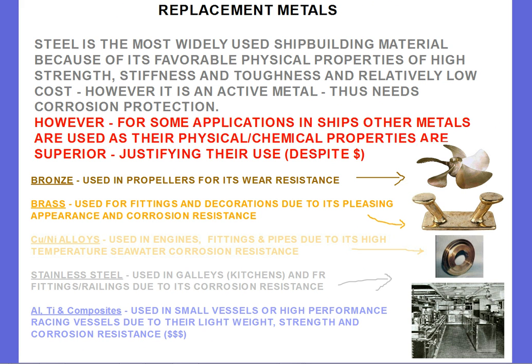But even though steel is so good for making the hull of a ship and the motor of the ship, there are some particular applications on shipping where there are other metals that are better, and therefore it's worth spending the expense to make those metals as part of the hulls. And the first one is bronze. Bronze is used in propellers because of its good wear resistance. Brass is used for fittings and decorations due to its pleasing appearance and it's got high corrosion resistance.